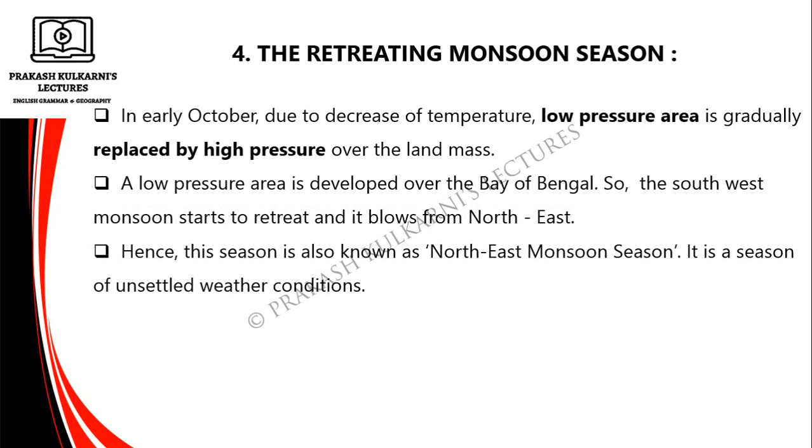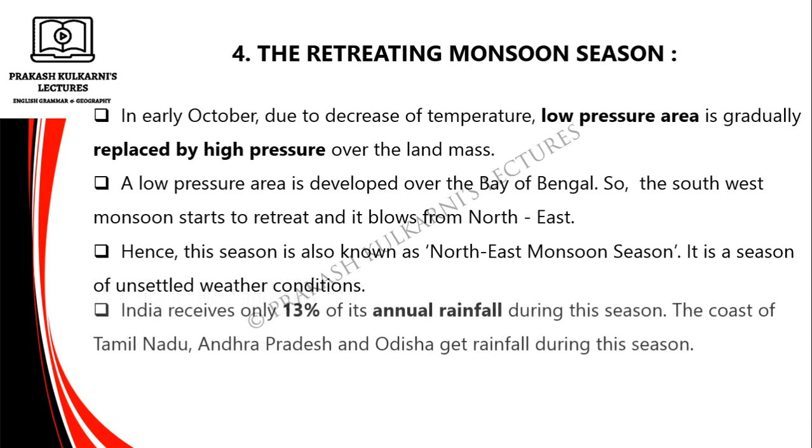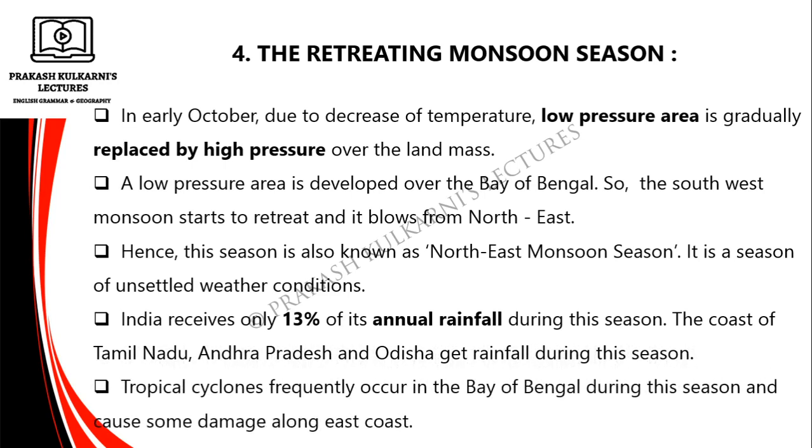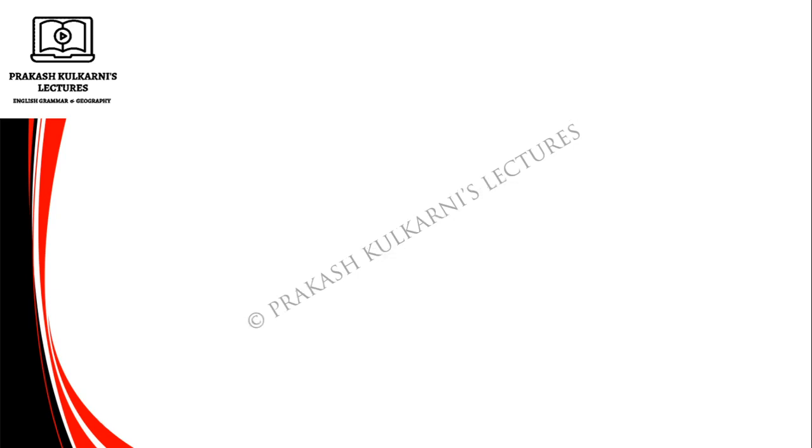It is a season of unsettled weather conditions. India receives only 13% of its annual rainfall during this season. The coast of Tamil Nadu, Andhra Pradesh, and Odisha get rainfall during this season. Tropical cyclones frequently occur in the Bay of Bengal during this season and cause some damage along the east coast.